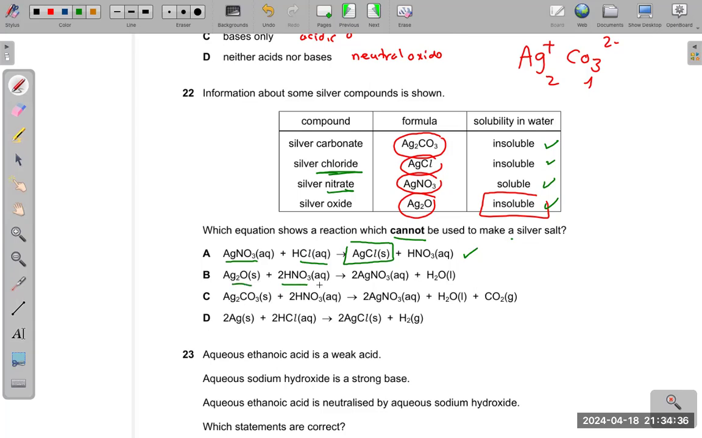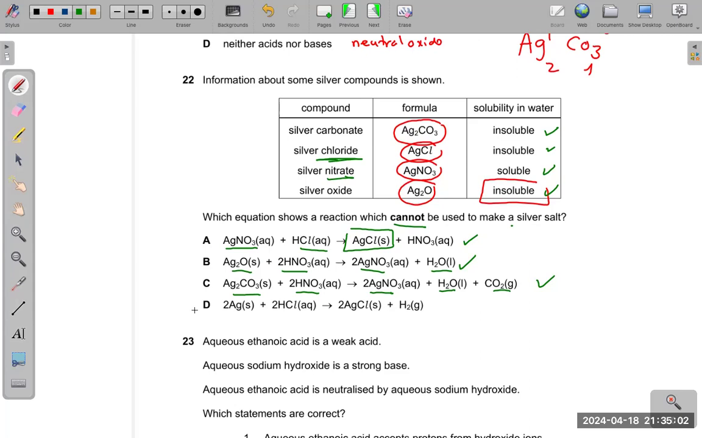Silver oxide with nitric acid: a base and an acid give me salt and water. It's okay. Next, silver metal carbonate with nitric acid gives me the nitrate, which is the salt, and gives me water and carbon dioxide. Okay. Next, silver with HCl gives me silver chloride and H2. No, I can't make the salt from the metal with HCl only. Why can't I make the salt from the metal with HCl? Can anybody tell me why this is wrong?